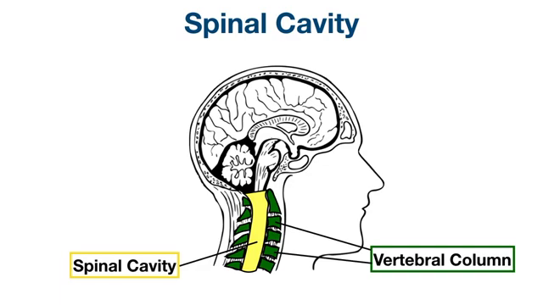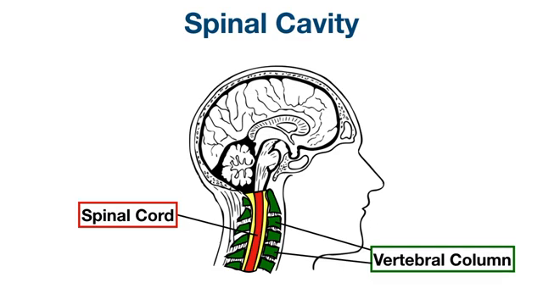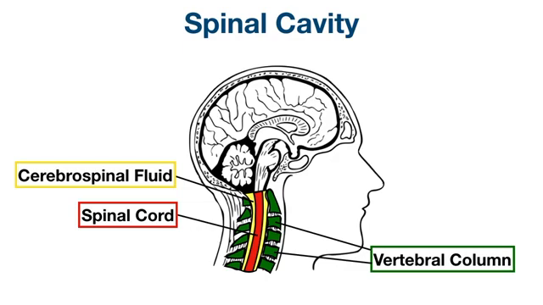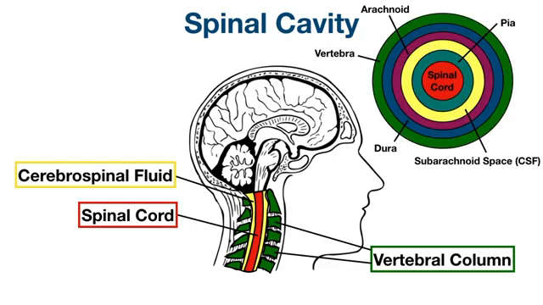We know the spinal cavity contains the spinal cord, which we'll color in red. Now, as we said before, the spinal cavity contains CSF just like the cranial cavity because the two cavities are continuous with one another. The CSF is again located in the subarachnoid space between the meningeal layers. Remember, we said the spinal cavity is lined by the meninges as well.